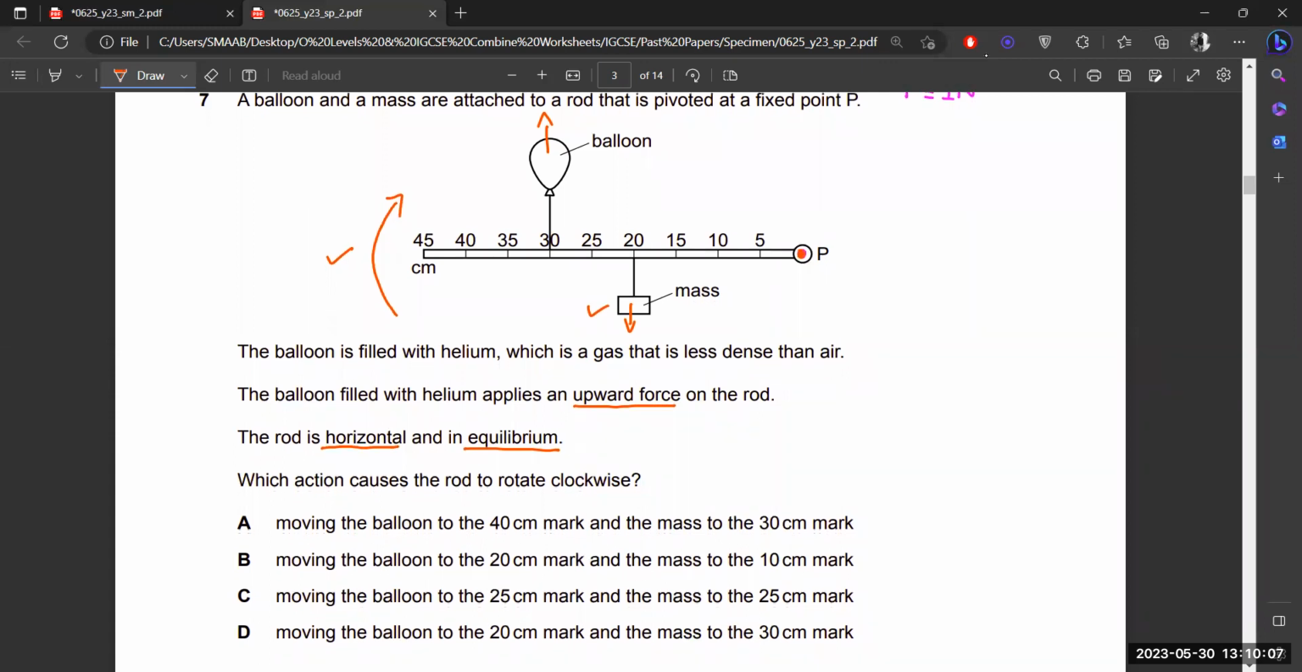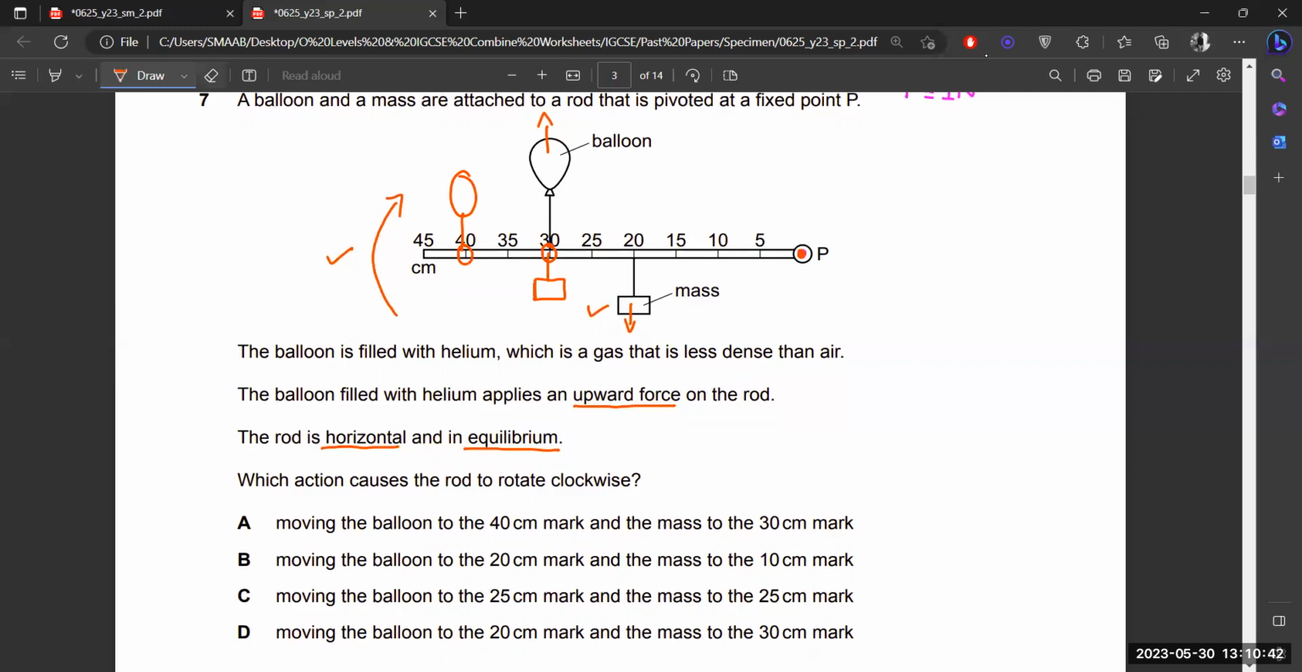So let's see. Option A says moving the balloon to the 40 centimeter, which means we are moving the balloon towards the left, and the mass to the 30 centimeter mark. So according to option A, the mass will be closer to the end of the rod and the balloon will be here. So more mass or more force is going to act in the downward direction because this is at the extreme point of the rod. So it is going to rotate in the downward position.